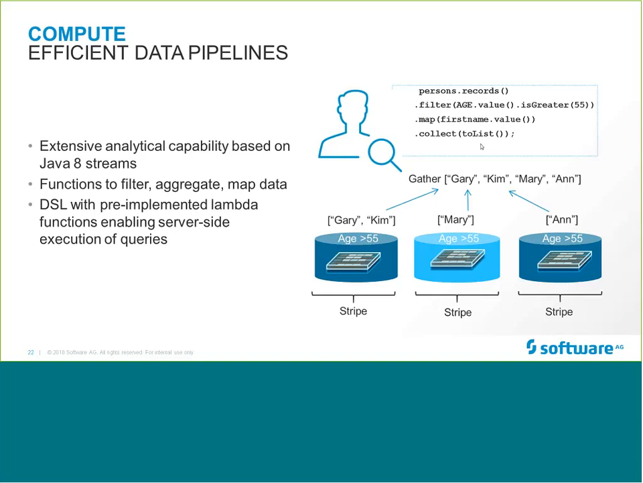dot collect to list. As you can see here, that particular stream query goes and scatters over each one of the stripes. All the sharded data gets that query sent out to them, and it gets executed on the server, and all you get is not the whole data here. All you get is Gary and Kim from here, Mary from the second shard, and Anne from the third shard. And on the client, obviously, the collection has to happen on the client. All you get is Mary, Kim, Gary, and Anne as your results. And that is extremely, extremely powerful functionality of Terracotta DB: the capability to do advanced search and analytics on the fly, on the server.